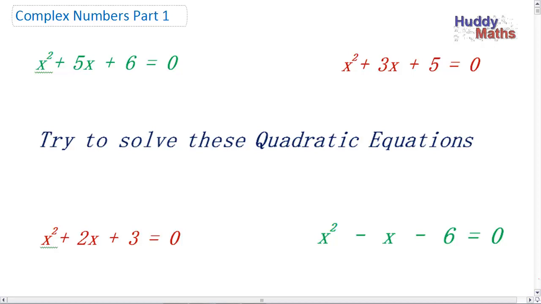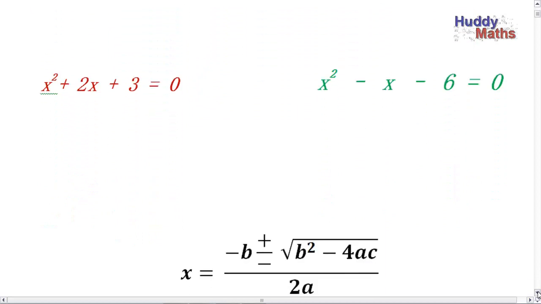Okay, what I want you to do is look around the screen here. I want you to pause the presentation and try to solve these 4 quadratic equations. There you go. I'm going to stop now and have a go. Well, what did you find? I guess you see they're colour-coded.